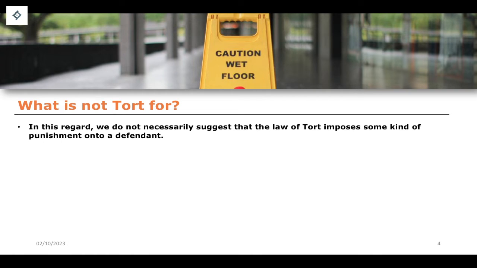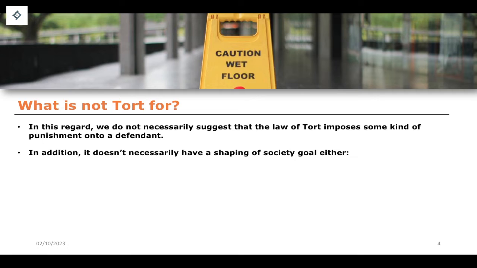It's for compensation, which we'll get to in a second. So it means that this idea of shaping society as a goal for tort doesn't really attach necessarily to the idea of tort more generally.